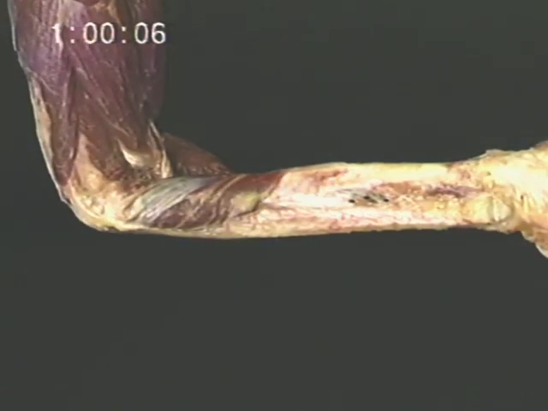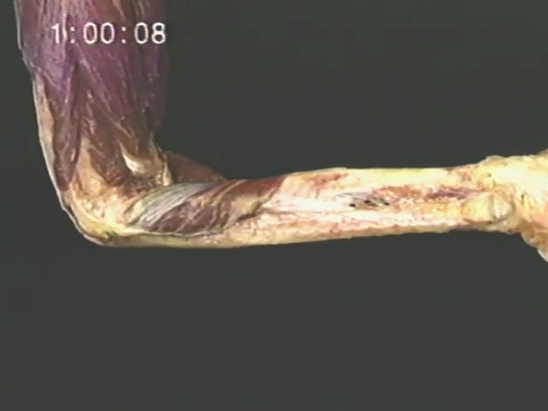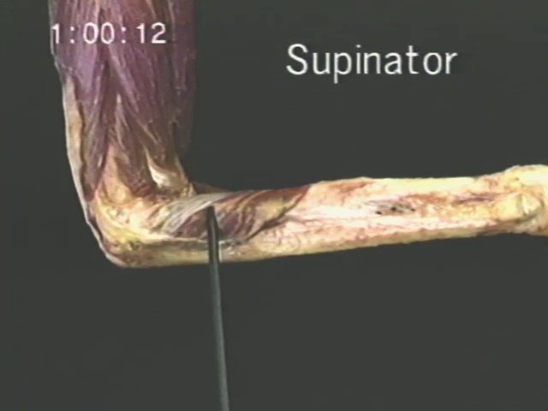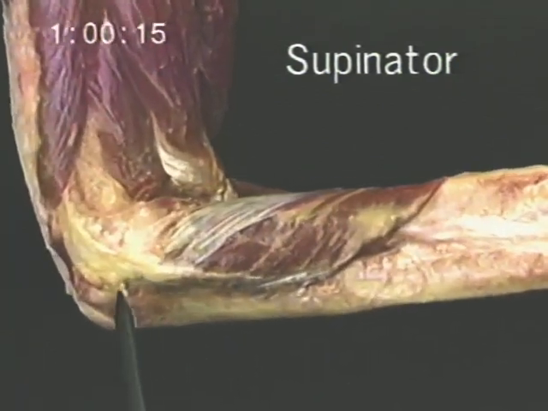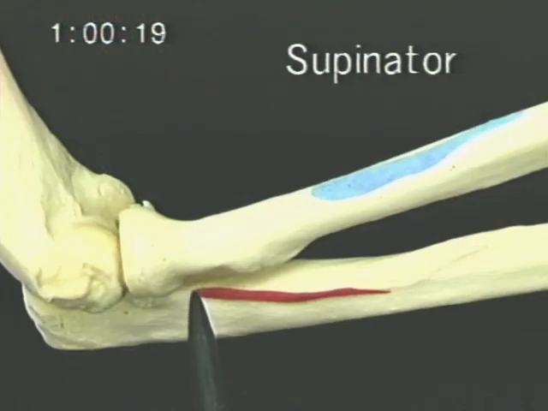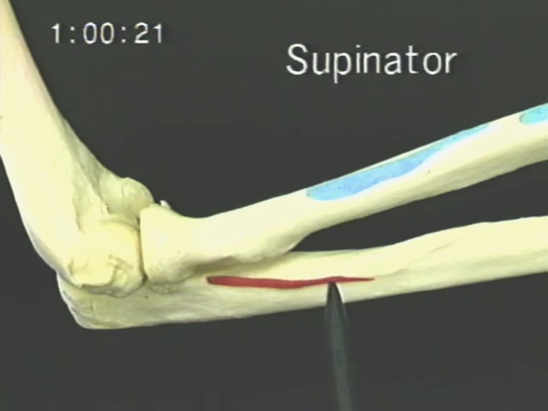Now let's look at the two muscles which produce supination. The one that we haven't seen yet is simply called supinator. Here it is. It arises from the lateral epicondyle, from the annular ligament, and from this ridge on the ulna, the supinator crest.